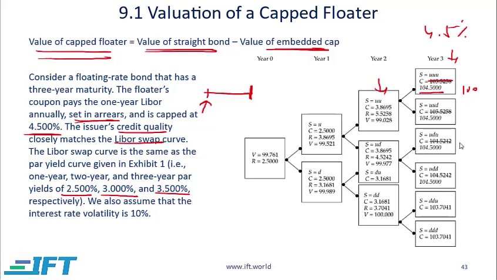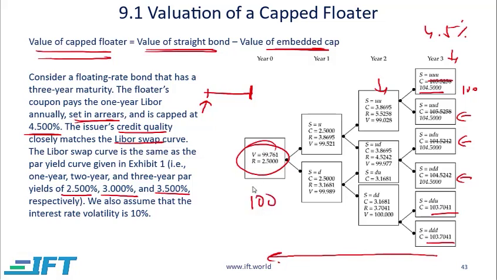Notice wherever the coupon payment is more than 4.5, we write down and get 4.5. If the coupon payment is less than 4.5%, then obviously we simply go with the number. Other than that, we follow the regular backward induction process and we come up with the value. So this is quite similar to what we have done with callable bonds. The value that we get is 99.761. If this bond did not have a cap, then the value at time 0 would be 100.